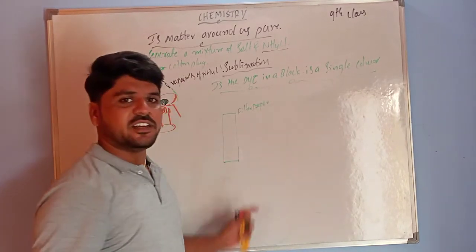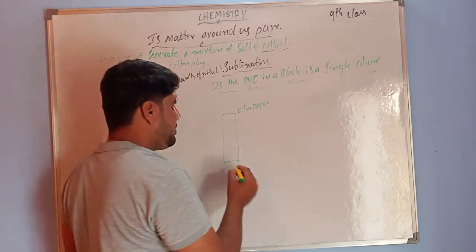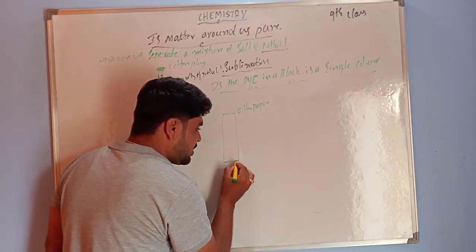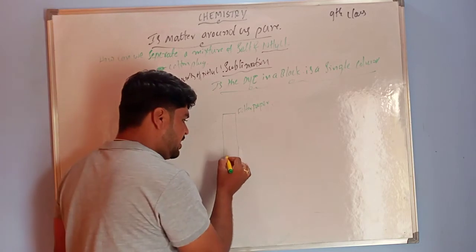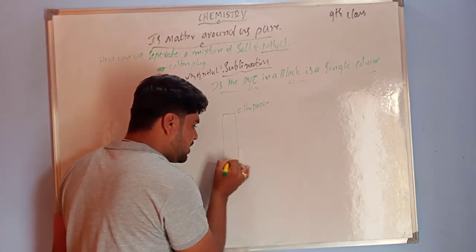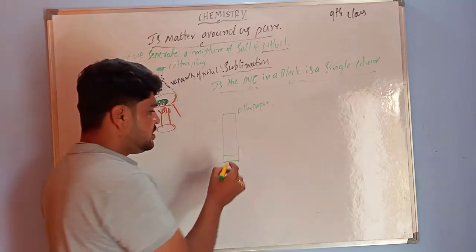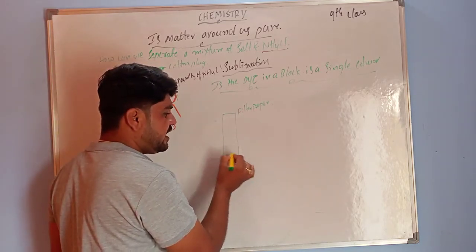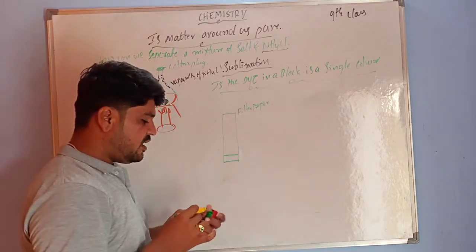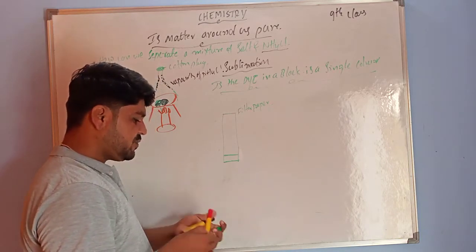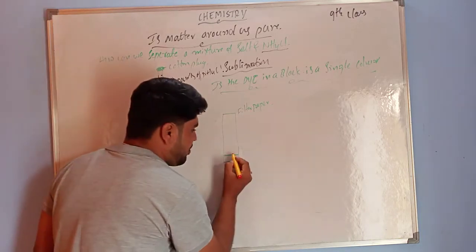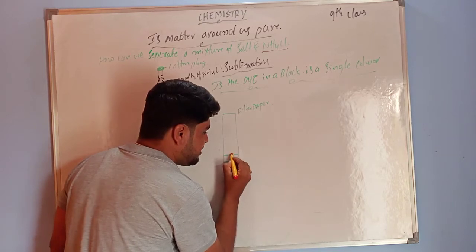Okay? This is filter paper. At the bottom of this filter paper, I am drawing a line. On this line, I am going to add a drop of ink.